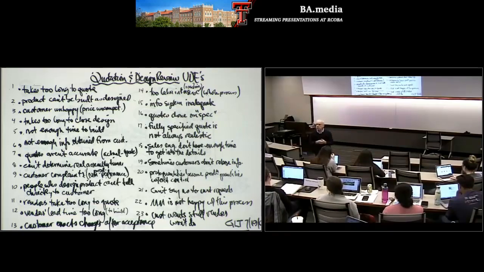James, what do you think? Maybe 13. Okay, that's customer enacts changes after acceptance. Yeah, like the moving target. How are we going to get this done when the target keeps moving? Also important. Is it the key, is it the constraint? Matthew? I would say 1. It takes too long to quote. That's right, how are you going to stay in business?